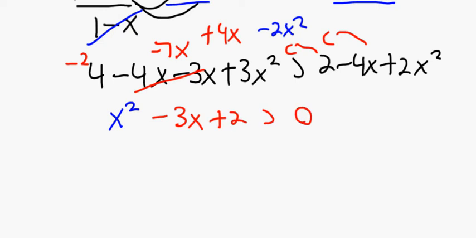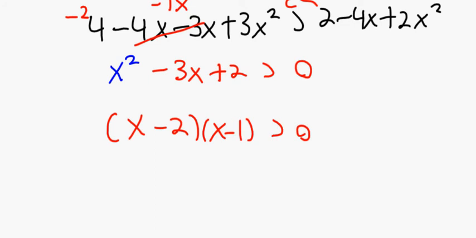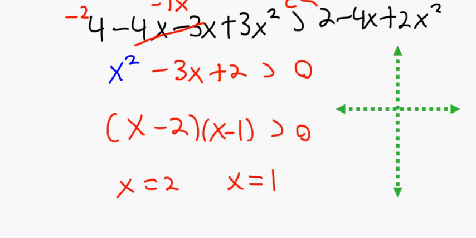This is an example of a U-shaped graph, because the x squared is positive. We have to figure out the two values for which it crosses the x-axis. We do this by solving the equation normally, and what we get is x equals 2 and x equals 1. We're next going to draw this U-shaped graph, where it'll have intercepts 1 and 2 respectively, and that's the U-shaped graph to the right.